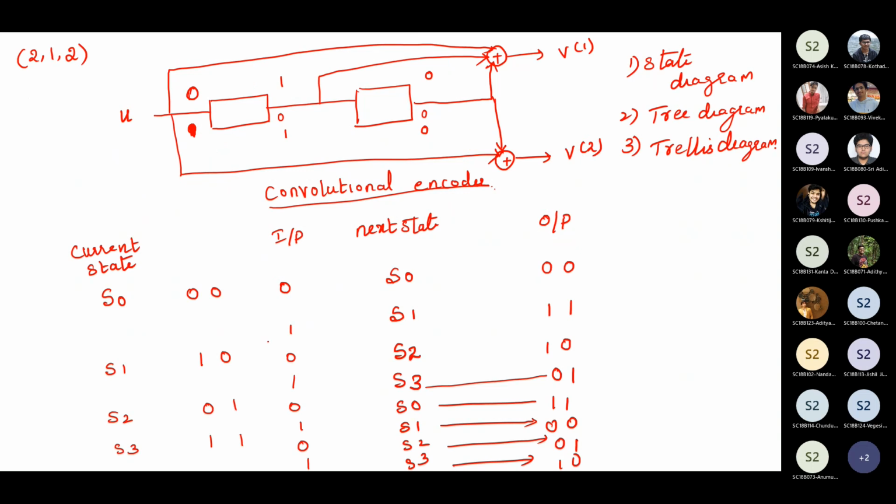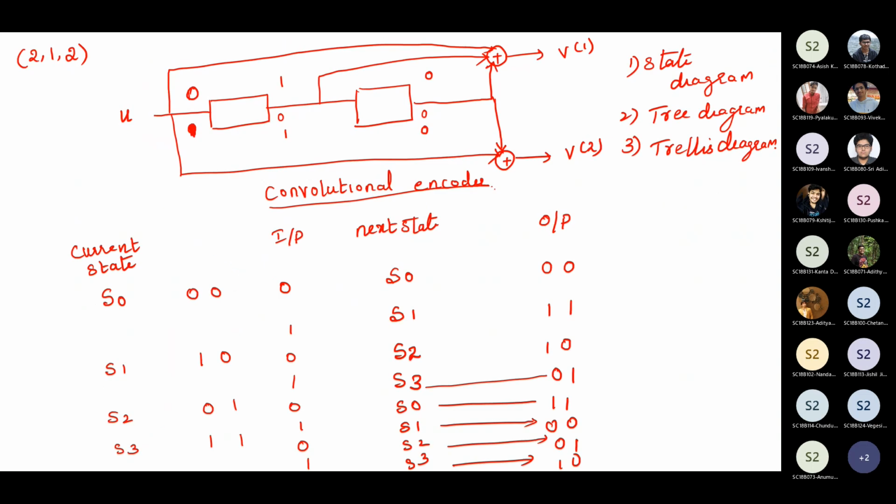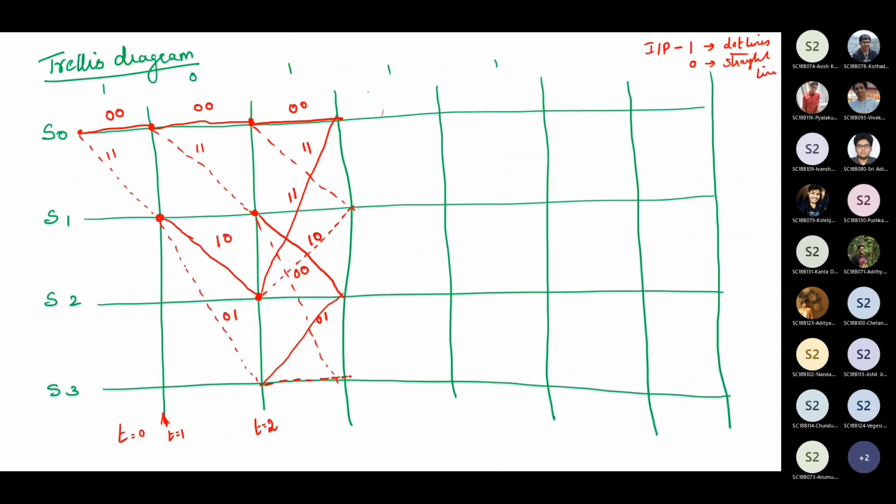Next, at S3, 0 goes to S2 and 1 goes to S3. So 0 is a straight line and 1 is a dotted line, with outputs 0, 1 and 1, 0. The rest of this block is just a copy of t equal to 0, because at t equal to 0 we already have all the states, so we have to copy this one as such.